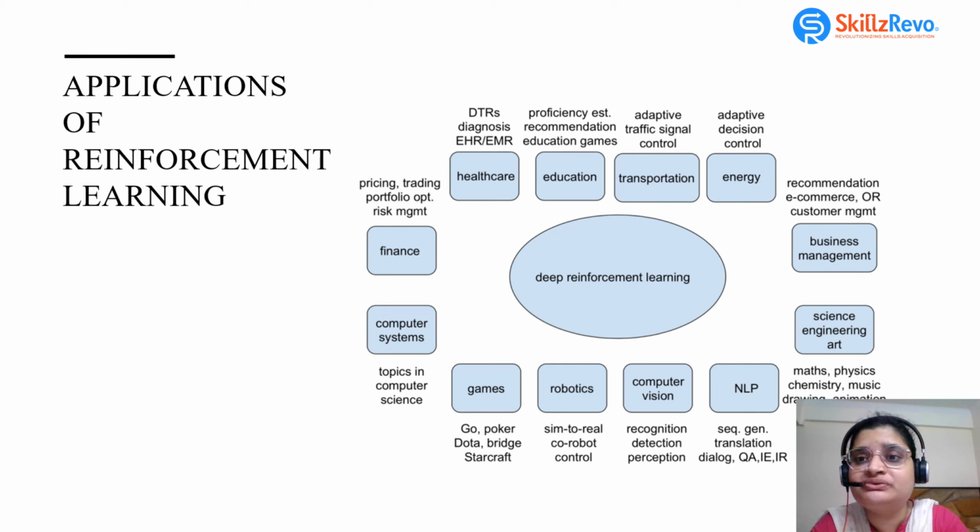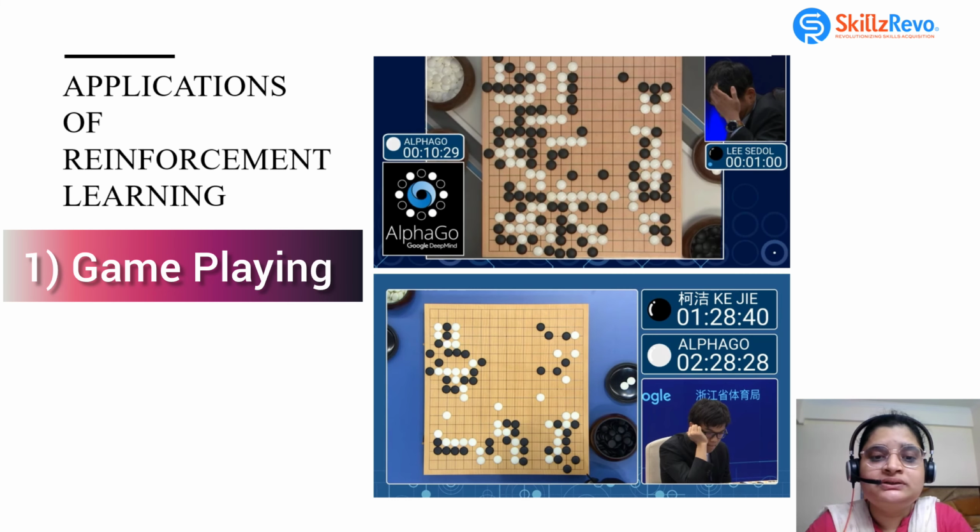It is also being used in various other applications, as you can see on the screen, in the energy sector for adaptive decision control, for regulating temperatures, for regulating the fuel consumption, etc. So this is a very popular example of AlphaGo that I'll be discussing here.